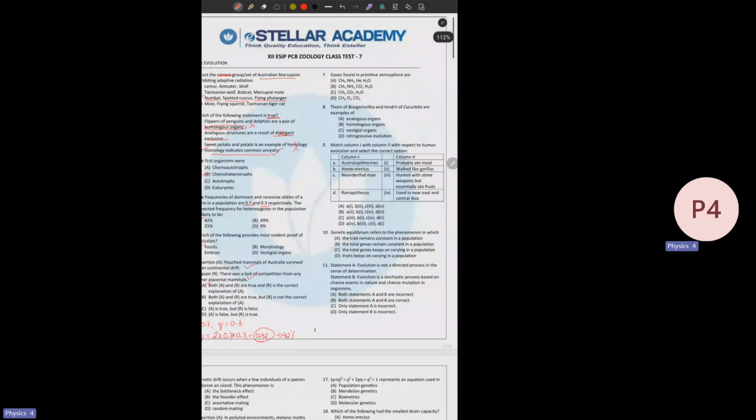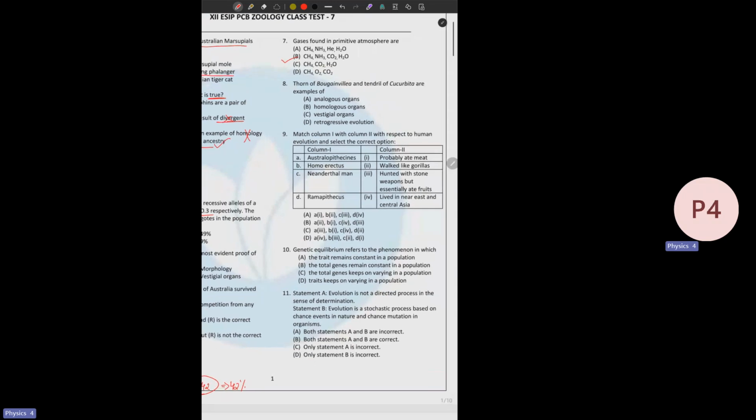Next, gases found in the primitive atmosphere are... C. Thorn of bougainvillea and tendril of cucurbita are examples of homologous organs.